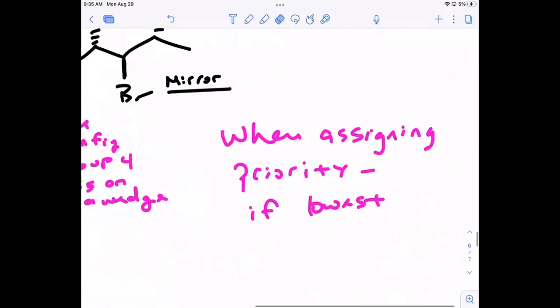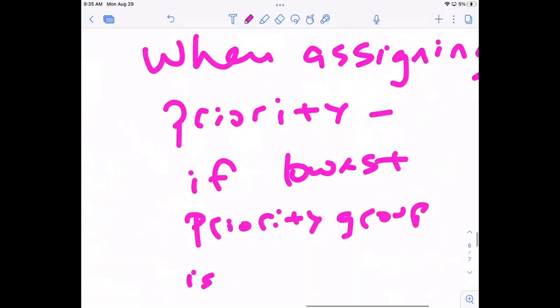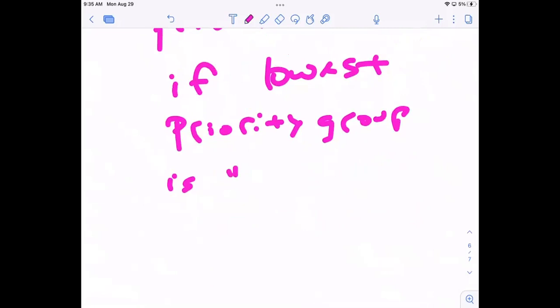All right, let's see. What was I saying? If the lowest priority group is dashed. I'm going to put dashed in quotes.